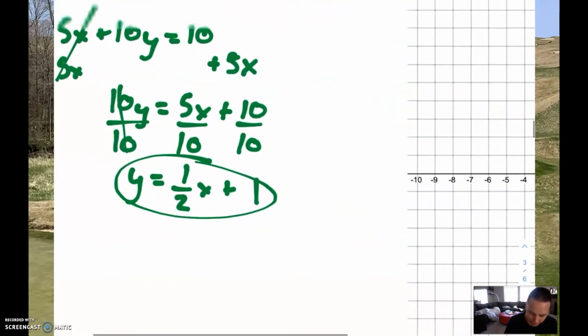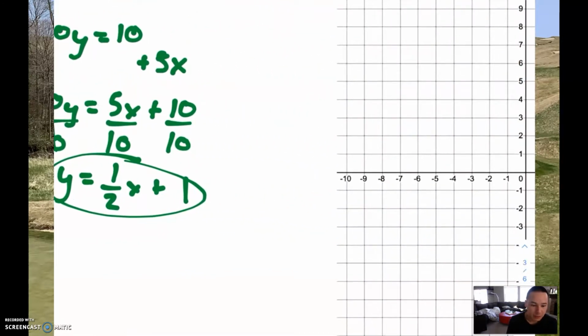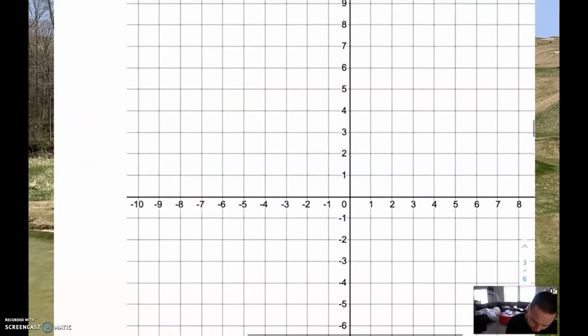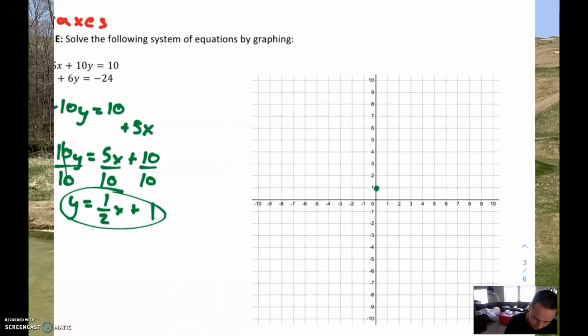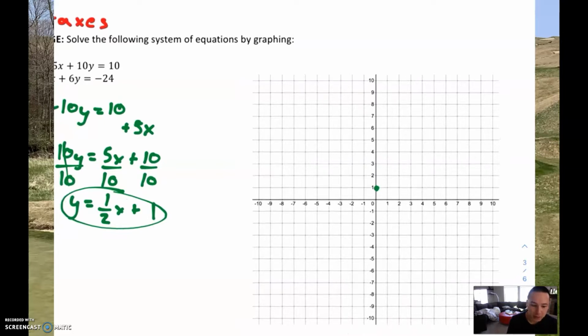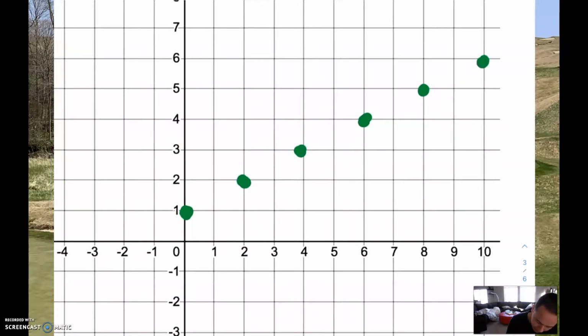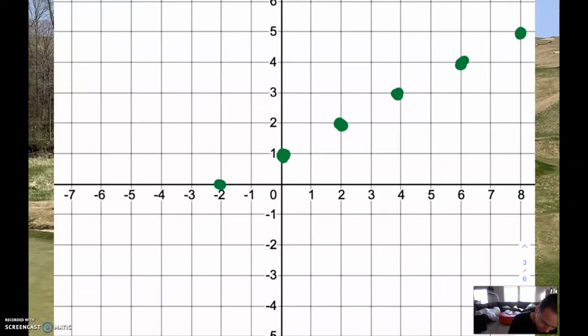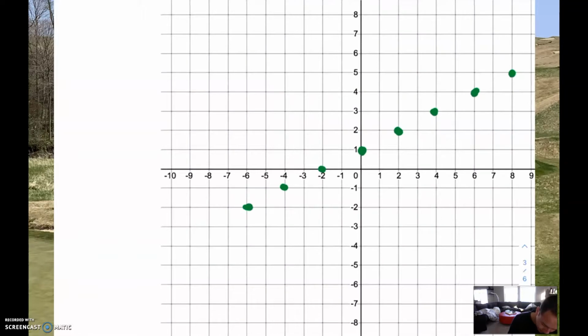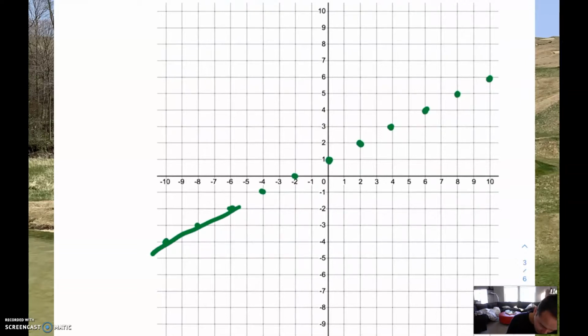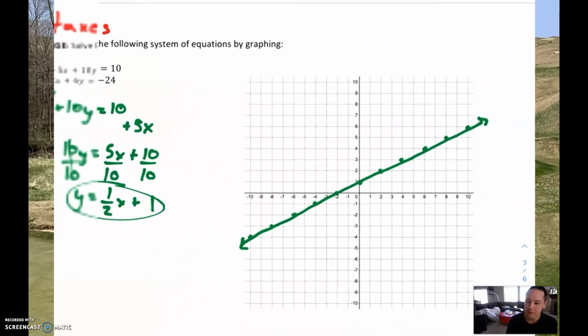So let's go ahead on our graph. We're going to start by plotting it on the 1. The slope is 1/2, so we can go up by 1 and to the right by 2. So up 1 over 2, up 1 over 2, and keep that pattern going, and go back. And there's the first line. That wasn't so bad, was it?